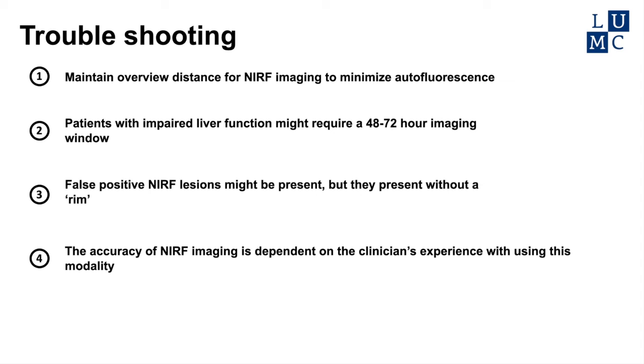When using ICG as a contrast agent, false positive lesions might occur. In most of these cases, very small and bright fluorescent spots on the liver surface are identified, caused by hamartomas or smaller hemangiomas. In contrast to these lesions, colorectal liver metastases present with a specific fluorescent rim.